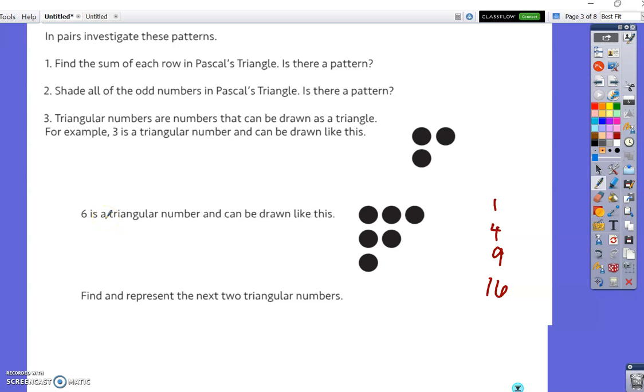Technically 1 is, but it's 1 dot. It's not really a triangle. It's not really a square. It's one of those numbers that we just kind of let be. Find and represent the next 2 triangular numbers. So basically any numbers that can be done as a triangle.